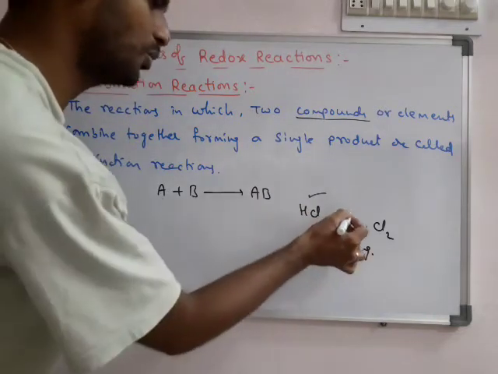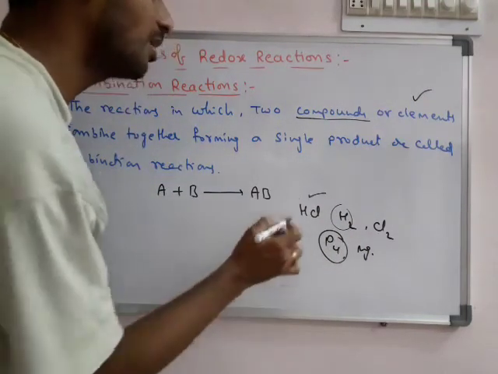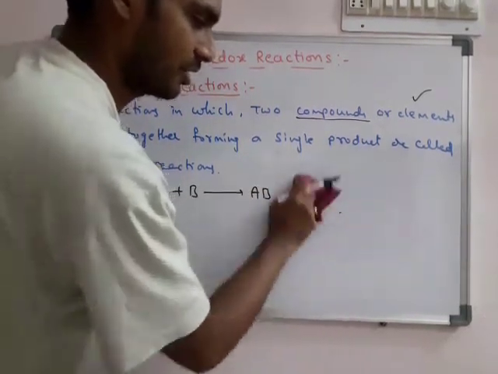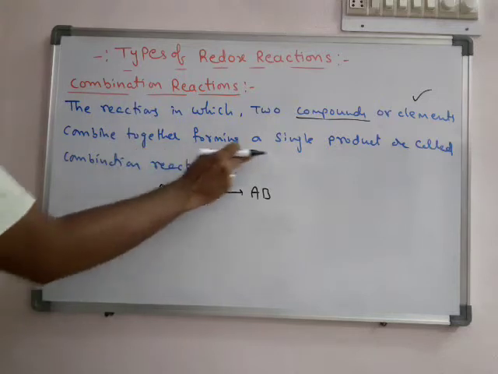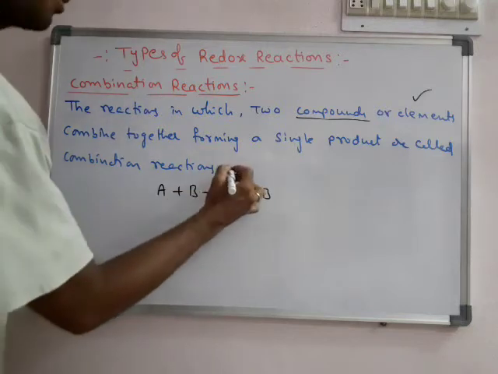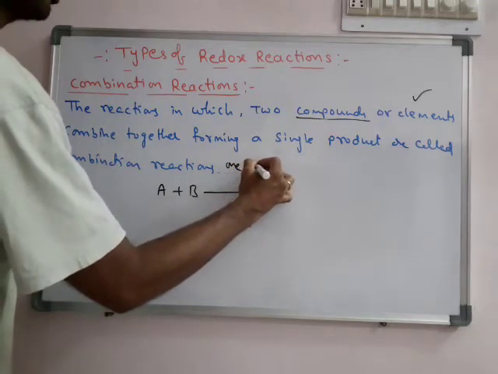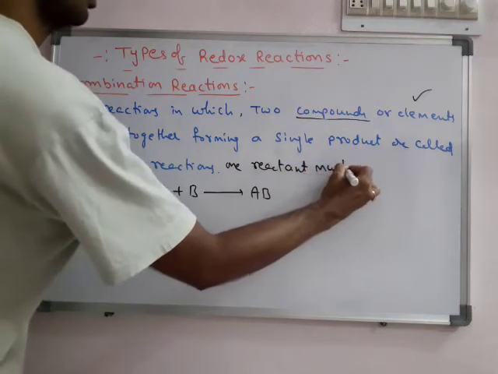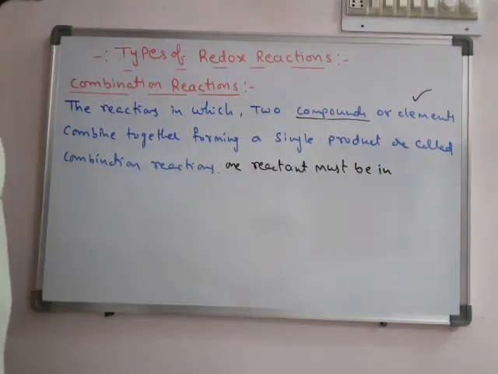One molecule and two atoms, or two elements, no problem. One element and one molecule, no problem. But two molecules, it is not in this definition. So the definition: the reactions in which two compounds or elements combine together forming a single product are called combination reactions. Here we have to add a sentence that one reactant must be in elemental form.